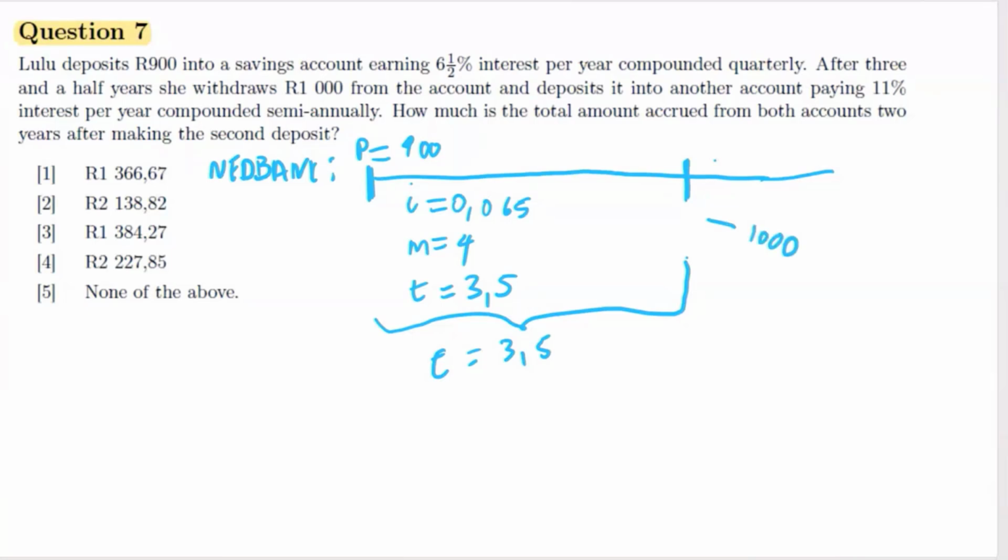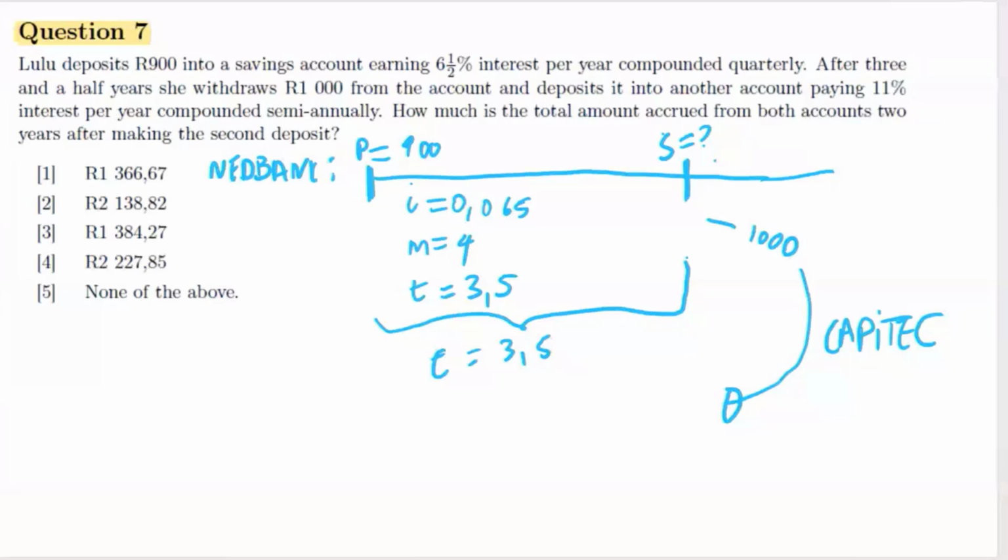And take it to Capitec. Okay, so now obviously by the end of 3.5 years, this would have accumulated to some amount that we don't know. It would have accumulated to some amount. So whatever amount it accumulates over the 3.5 years, she takes out her 1,000.